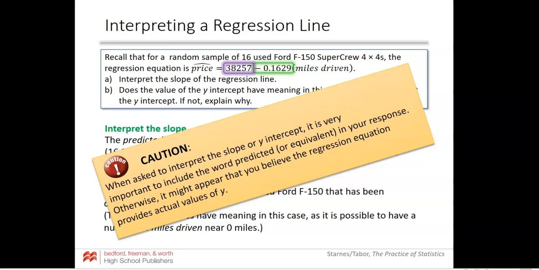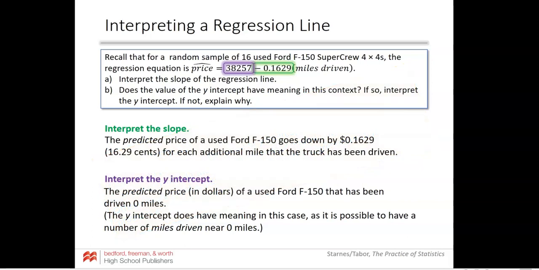It's very important we include the word predicted. Ooh, that's important, or equivalent in your response. Otherwise, it might appear you believe you're talking about actual y values. So both of those, if you look at them, see that word predicted, the predicted price. So when we're talking about regression lines, it's always talking about the predicted price or the predicted y value, whatever the y value is.